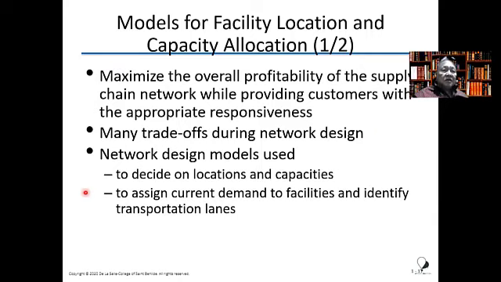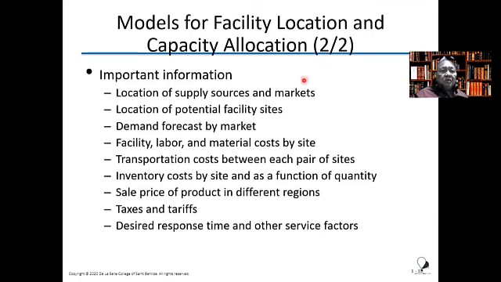We have to use an established and proven decision model to help us decide on the locations and capacities that you are going to operate, to assign current demand to facilities, and to identify transportation routes or lanes. And these are the information that you should have when you use a facility location model in our case. First, the location of supply sources and markets. You instruct your procurement for the supply and your marketing people to do some scouting on the possible locations, and send out your engineers to scout potential facility sites.